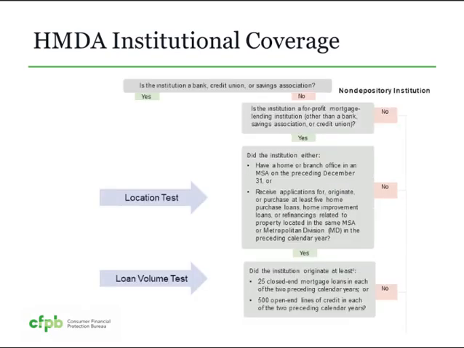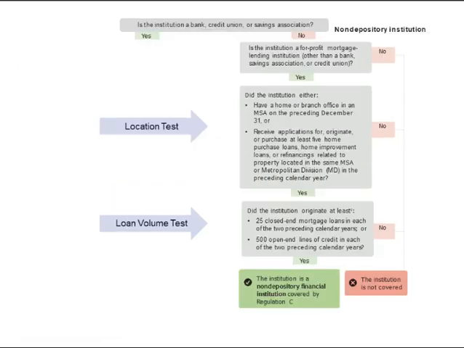The first test is to determine whether the institution is a for-profit mortgage lending institution that is not a bank, savings association, or credit union. If the institution meets this criterion, then the institution would check to see if it satisfies the location test for non-depository institutions. First, the institution would look at its locations and determine whether it had a home or branch office in a metropolitan statistical area, known as an MSA, on December 31st of the preceding year.